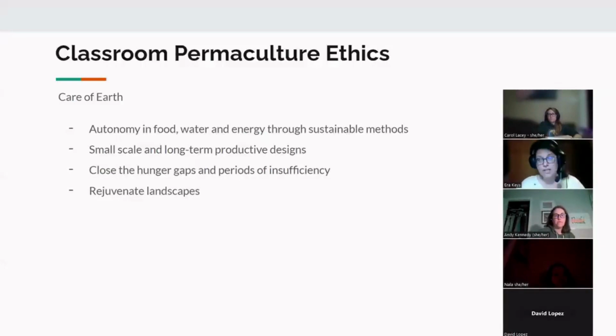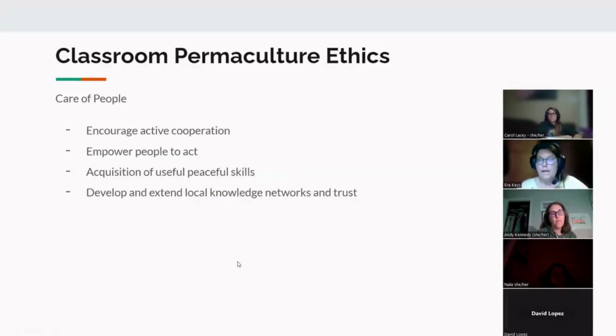I may even challenge that statement and say, not sustainable methods, but regenerative. Now, small scale and long-term productive designs close the hunger gaps and periods of insufficiency and rejuvenate landscapes. Now, what does care of people look like when we're talking in the structure of just this classroom? Encouraging active cooperation, empowering people to act, acquisition of useful peaceful skills, develop and extend local knowledge networks and trust.